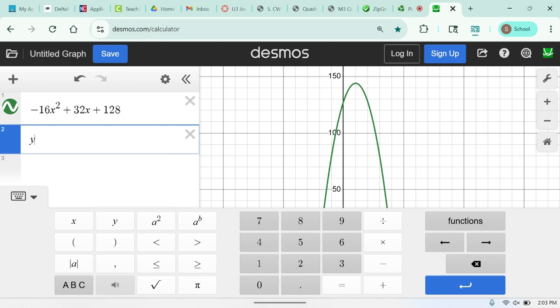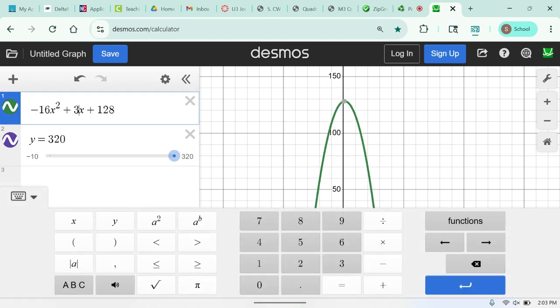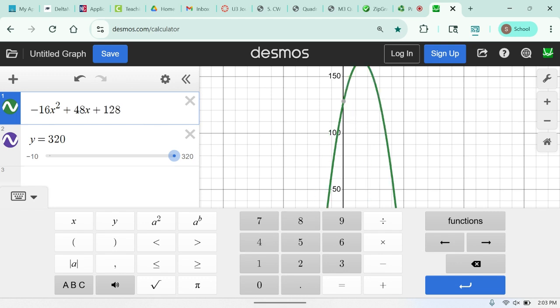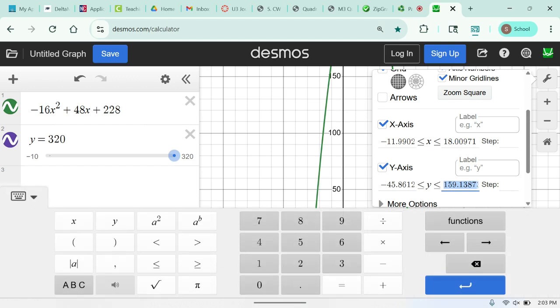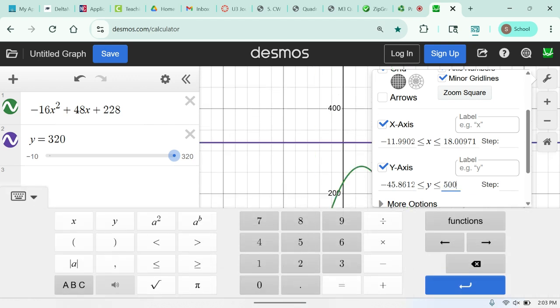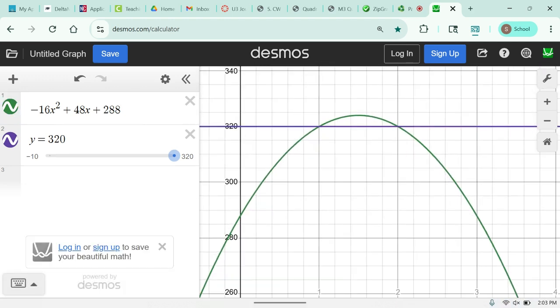So I'm going to type in y equals 320. Well, I got to change my function first. That would definitely help. So that's 48. That's 228. So I'm also going to need to change my screen. So I'm going to go out to about 500. It's 288. My bad. All right. So now I can zoom in a little bit. Now, if you look, it crosses in 2 different spots at 1 and 2.